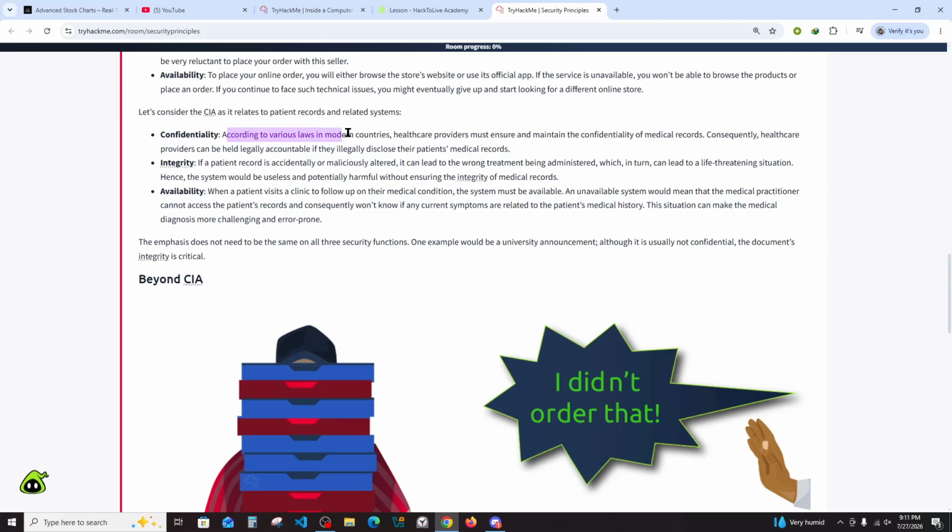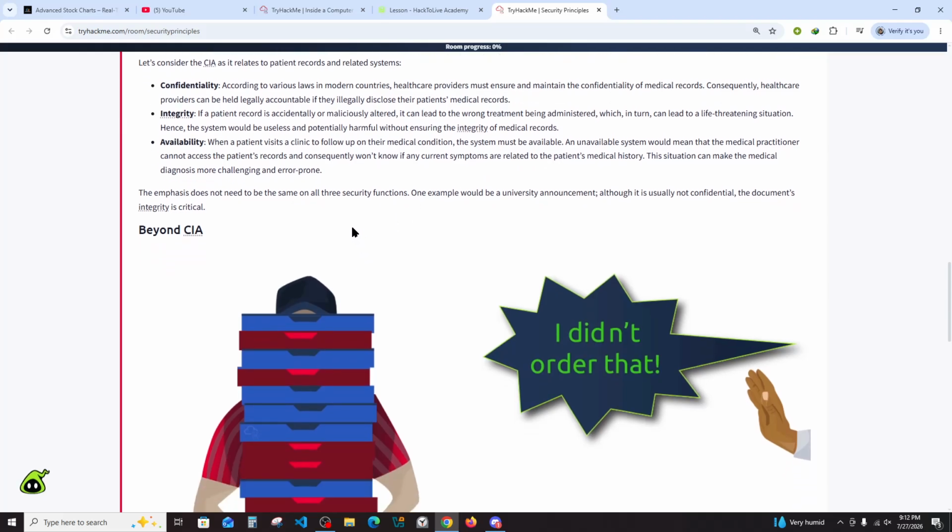According to various laws in modern countries, healthcare providers must ensure and maintain the confidentiality of medical records. Consequently, healthcare providers can be held legally accountable if they illegally disclose their patients' medical records.